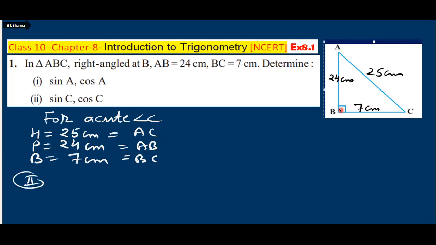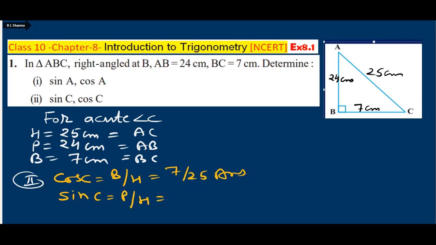Now we come to the second part of it, that is cos C. Cos means base upon hypotenuse, so that is 7 upon 25, answer. And sin C is perpendicular upon hypotenuse, that is 24 upon 25, because the centimeter will be cancelled out. So this is the answer of this question. Cos C will be 7 upon 25 and sin C will be 24 upon 25.